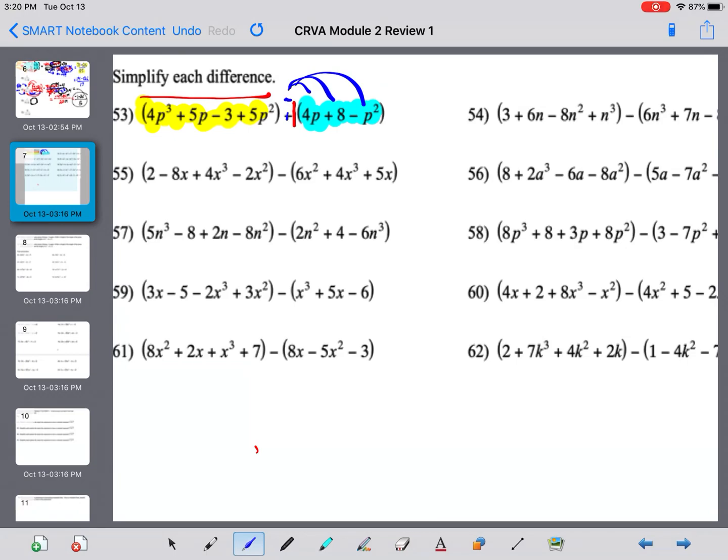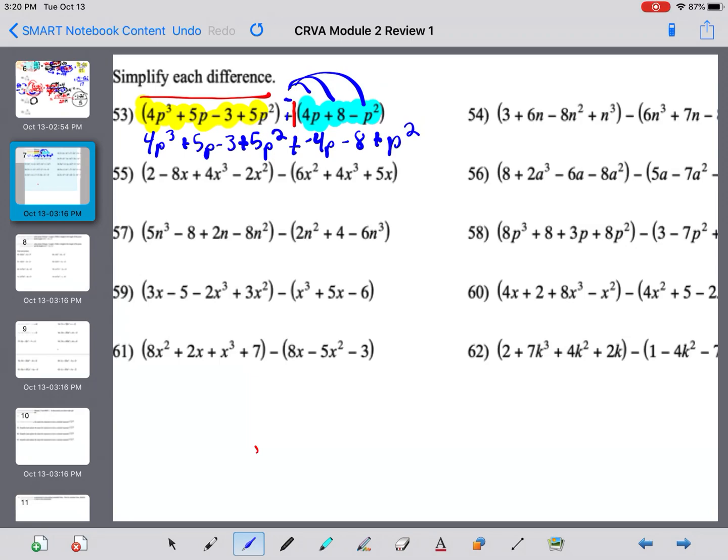We're doing this to turn this into an addition problem instead of a subtraction problem. The way all these look, we're always subtracting the first clump minus the second clump. So we copy down the first parentheses. Could have rewritten it in standard form. That would have been good. But now let's distribute that negative 1 to each of the terms in the second parentheses. So we get negative 4p, negative 8, and positive p squared.